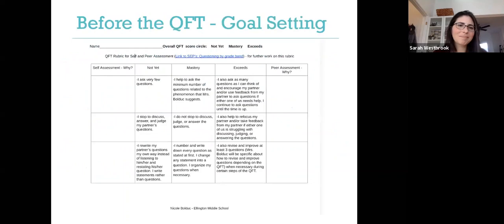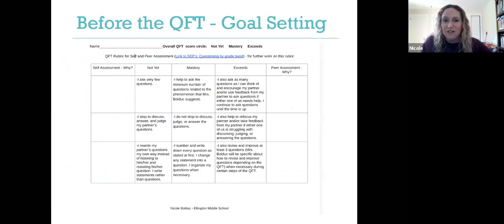So before the QFT, something that I do that really helps, and this is great especially for the beginning of the year when students are less familiar with the QFT, is I made this rubric. It could use some work. I would like it to be even more aligned with the NGSS science and engineering practices. So it's still a work in progress, but I made this to just have them set some goals before the QFT, with levels like not yet, mastery, and exceeds, and different skills that they can do in order to ask better questions and be more engaged in the question asking process.